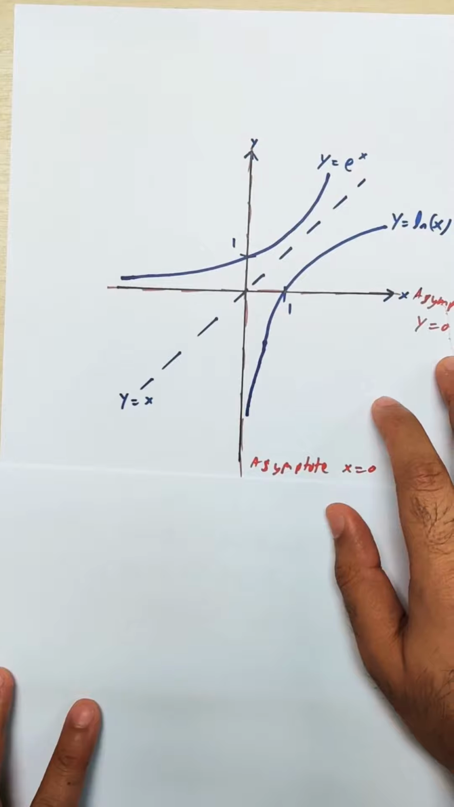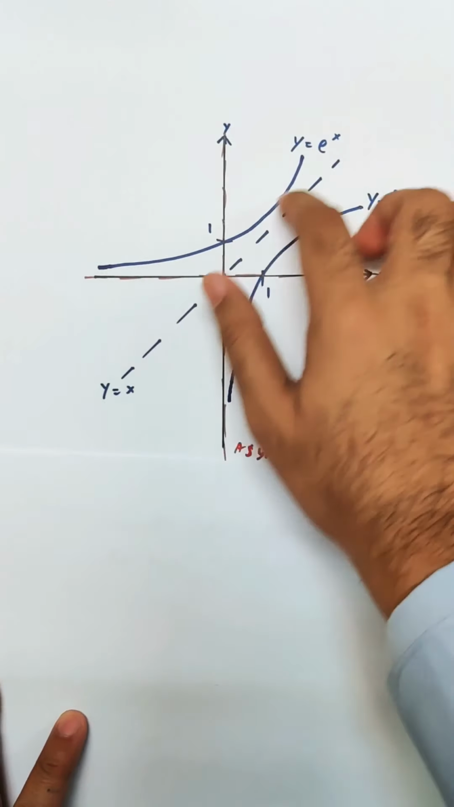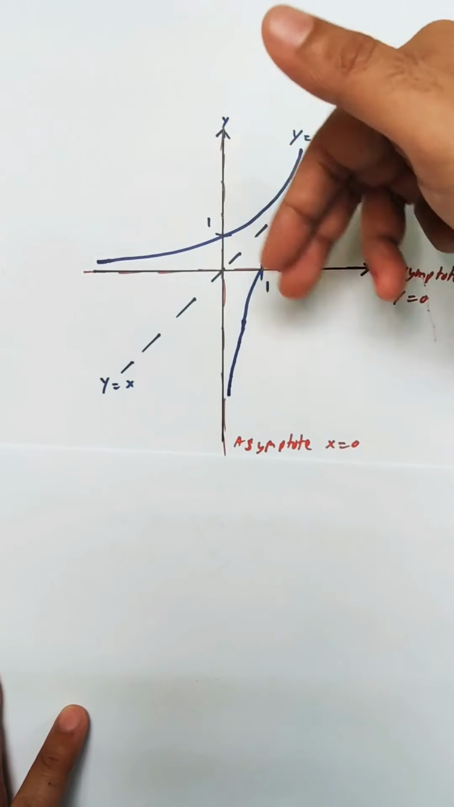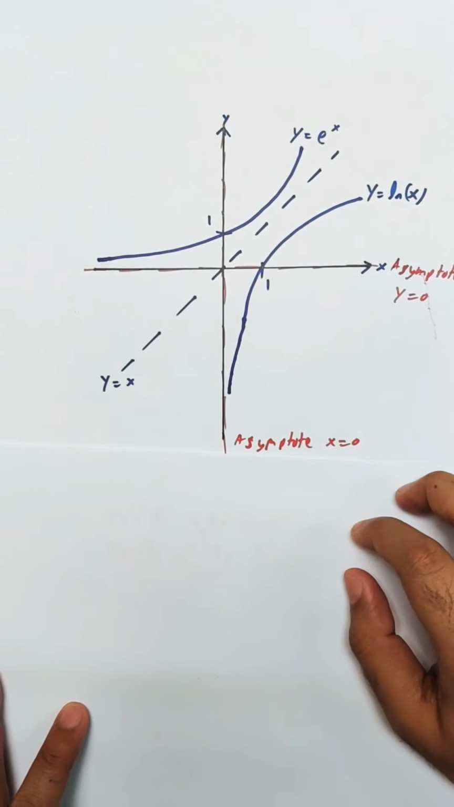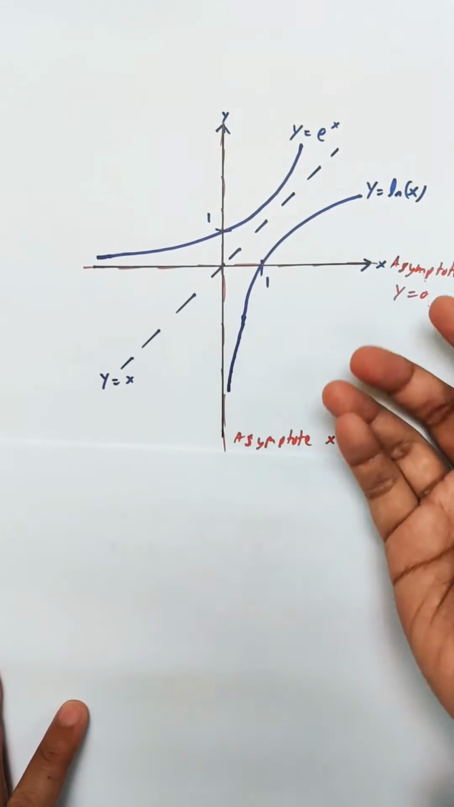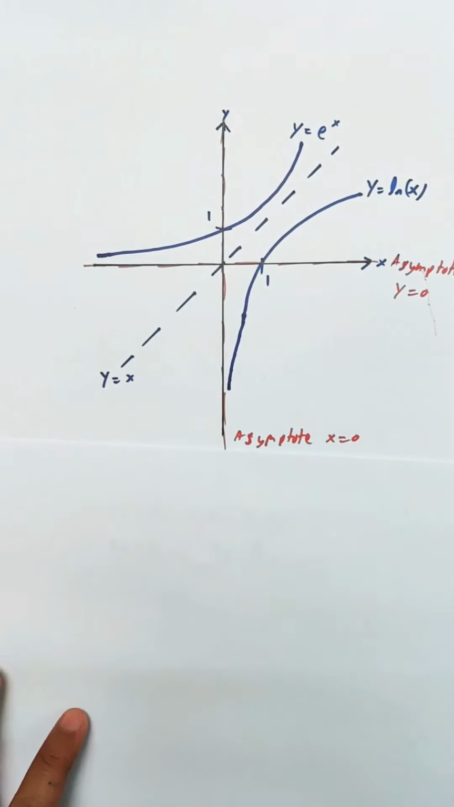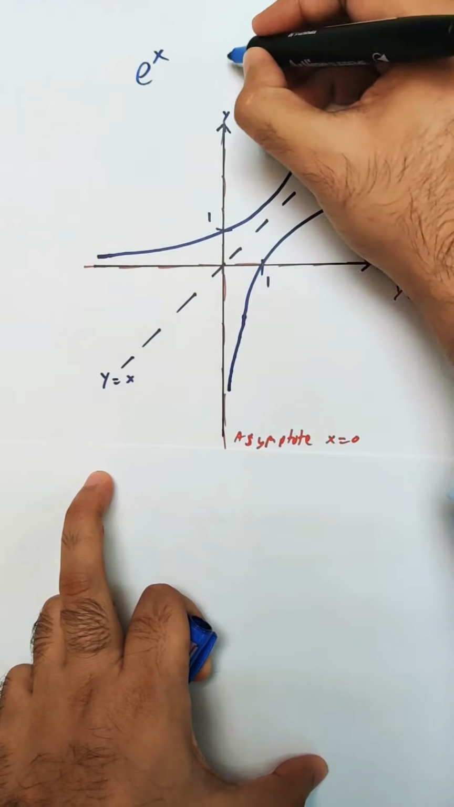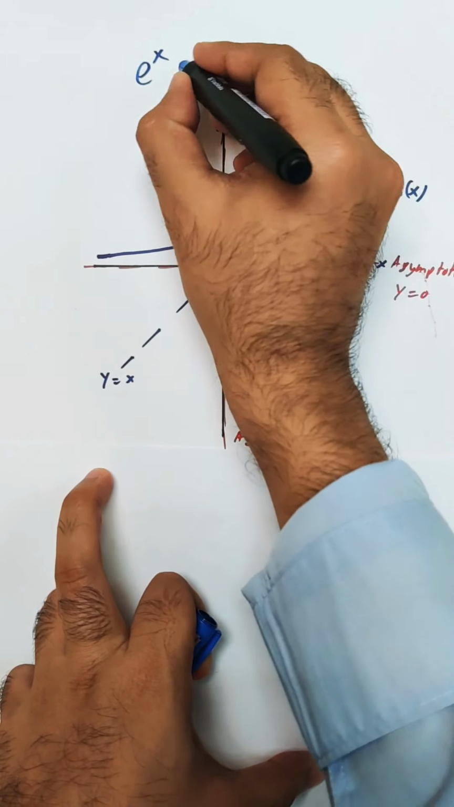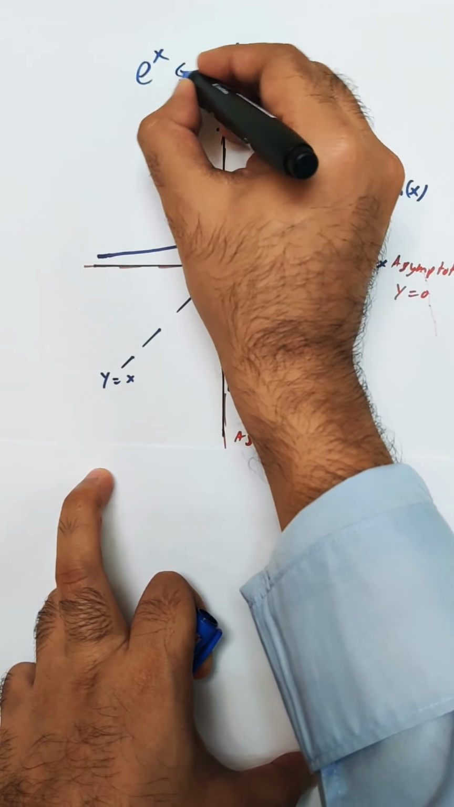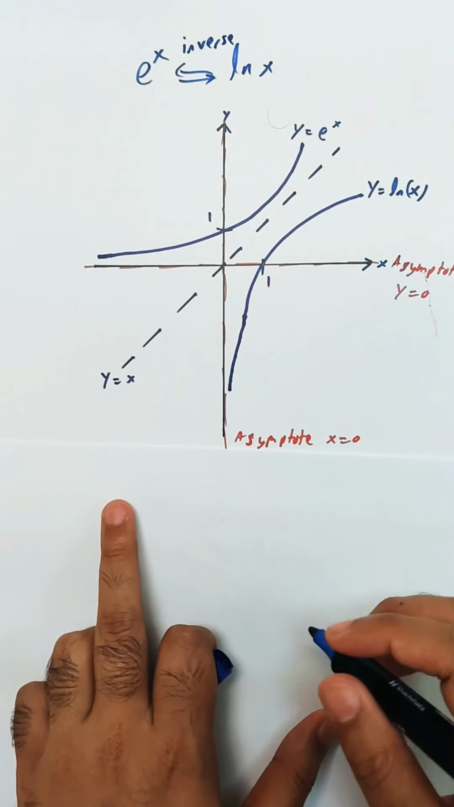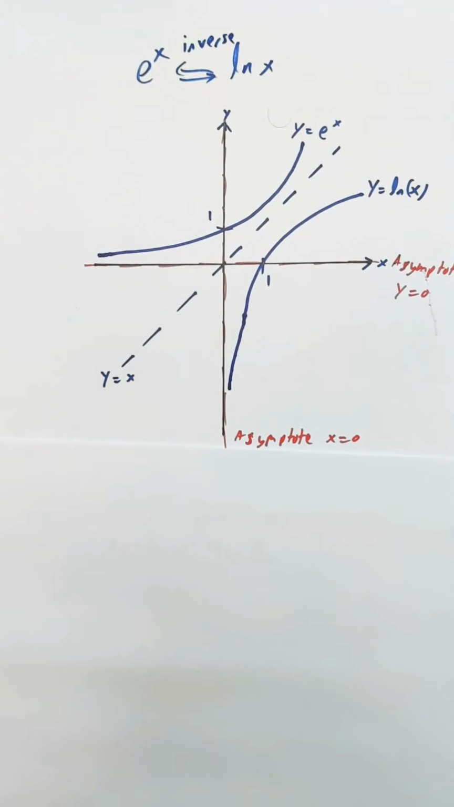In fact, I can draw them something like this, where this is the exponent and this is ln. And yes, if I put y equals x over there, they are a mirror image of each other. Yes, the ln and exponent graphs are inverses of each other. So you can use this technique if you want to find the inverse graph.